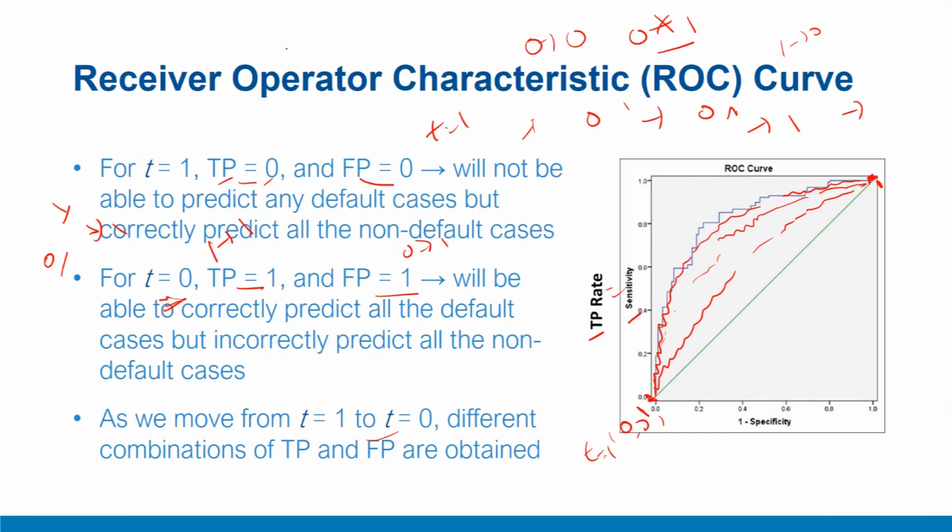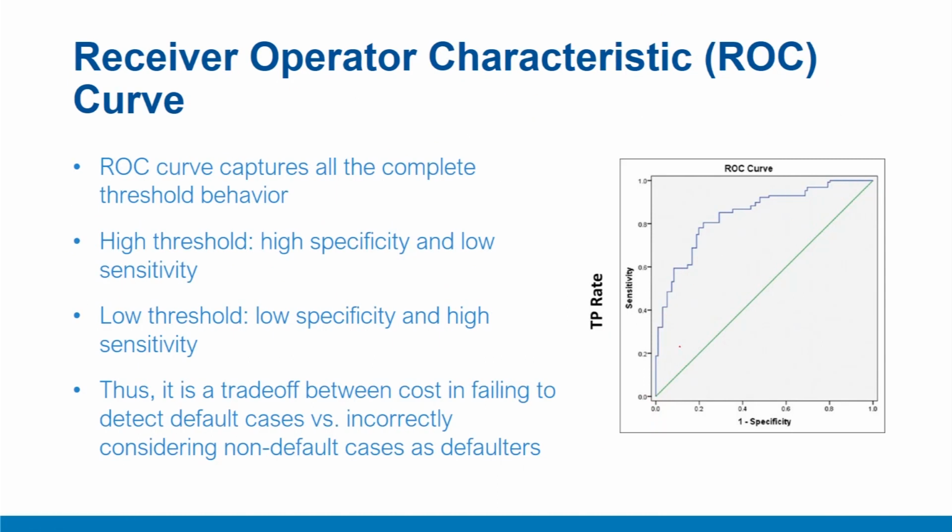For example, whatever area under this curve as a percentage of overall area will reflect the accuracy of this model. Let us discuss this in more detail. Here, the behavior of this ROC curve captures the complete threshold behavior of our classification algorithm. For example, at different threshold values, this model will have high or low specificity and sensitivity.